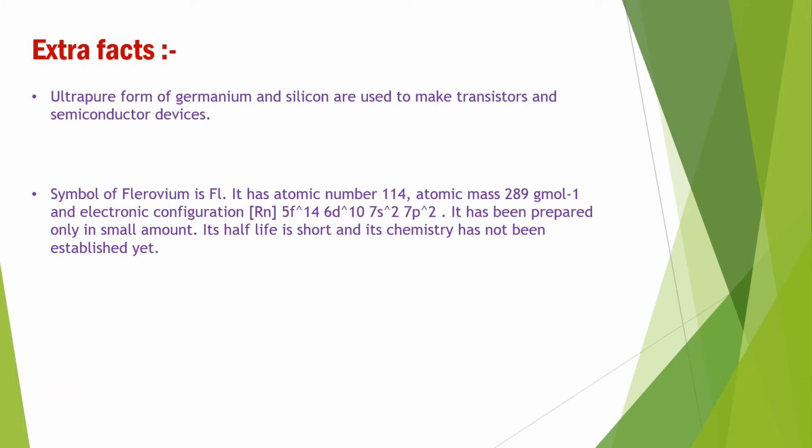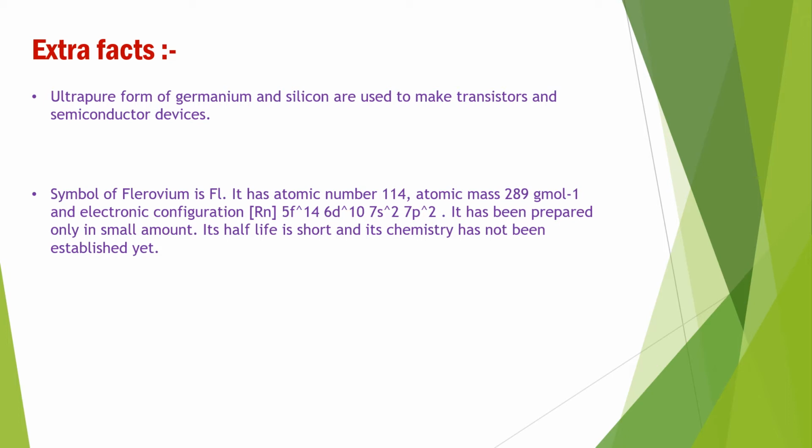Let's see some extra facts about these elements. Ultra-pure forms of germanium and silicon are used to make transistors and semiconductor devices. These are used mainly in computers, televisions, fridges and other electronic devices.